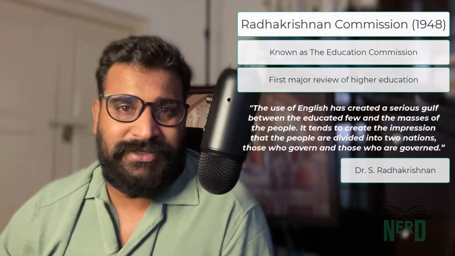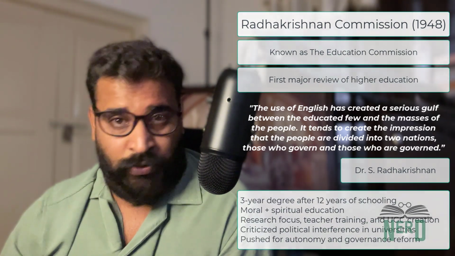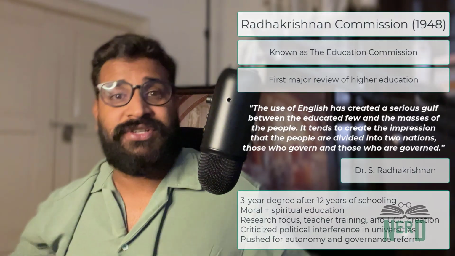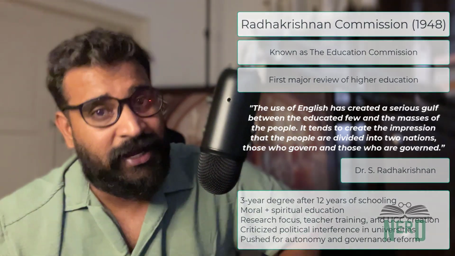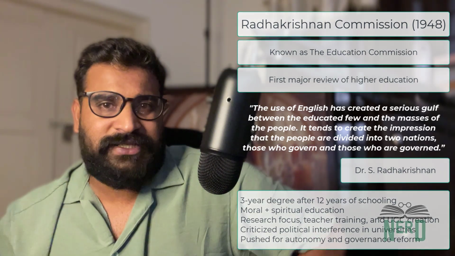So it also suggested like 3-year degree after 12 years of schooling, moral plus spiritual education, research focused teacher training, and UGC creation. It also criticized political interference in university. Okay, let's fast forward from the post-independence reform to the present day, with two milestone policy you must know. Both of these were actually asked in your exam.